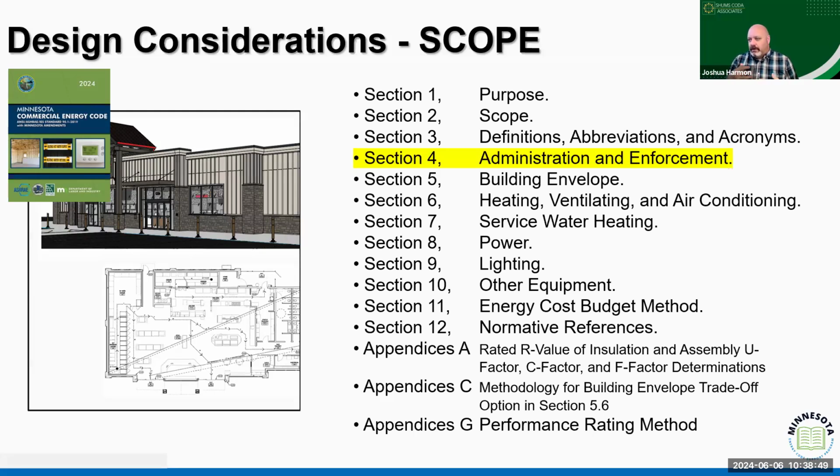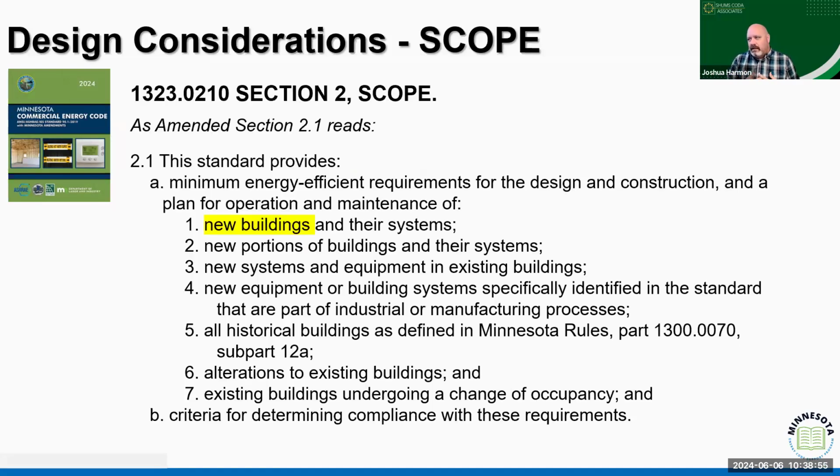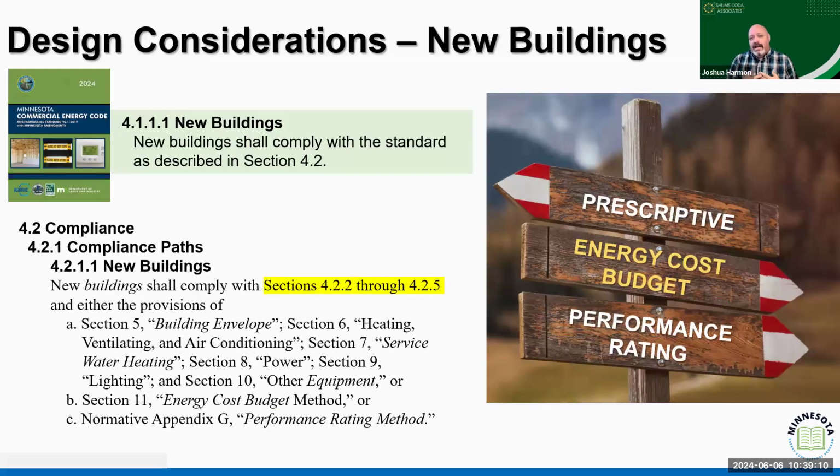And so we're going to focus a little bit of our conversation on how we demonstrate code compliance in our design. And very briefly, I'm just going to run through these very quickly. There are certain considerations when we think about the scope of a project and how they're going to be applied. One of the things we think about is new buildings. In the concept of new buildings, section 4, which is more about the administration and components, is going to tell us that we're looking at complying with sections 402.2 through 402.5, as well as the provisions of building envelope, heating, service water, power, and lighting, right? The same concepts we talk about. So they're going to comply with the code in that context.